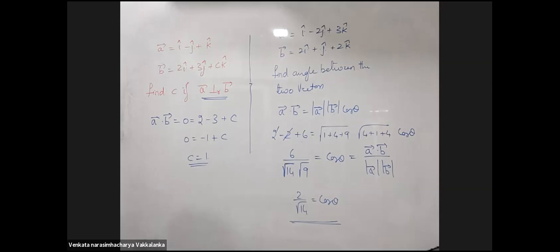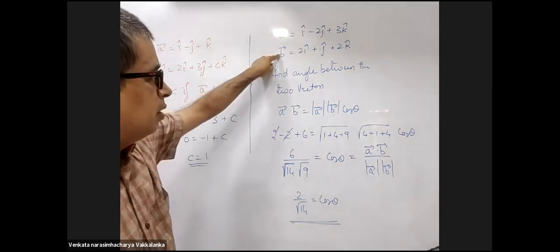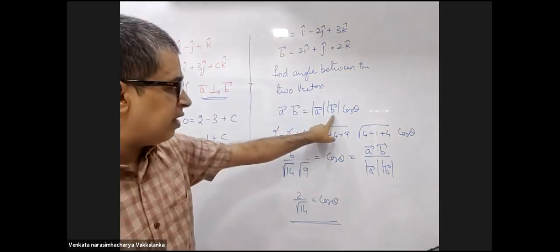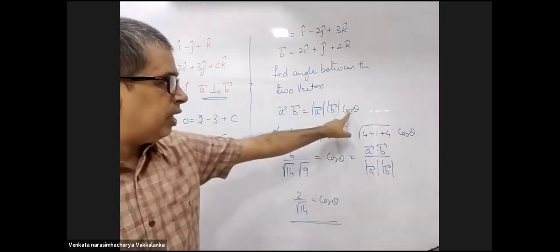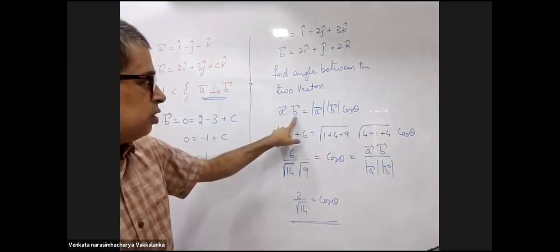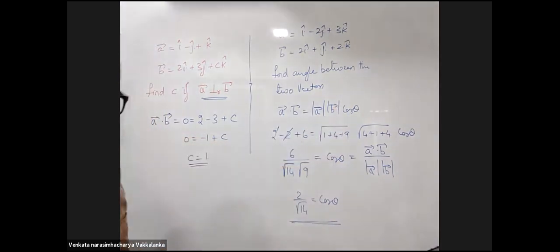Sir, can you explain again? Whenever you want the angle between the two vectors, take the dot product of the two vectors, divide by the magnitude of A and B. You will get cos theta. How do you get cos theta? Dot product divided by the magnitude of A and B, you get cos theta. Okay.